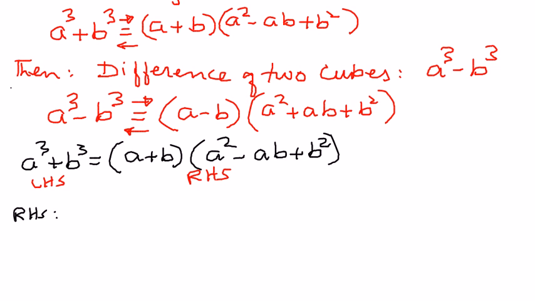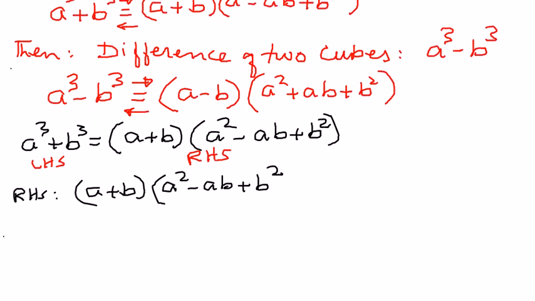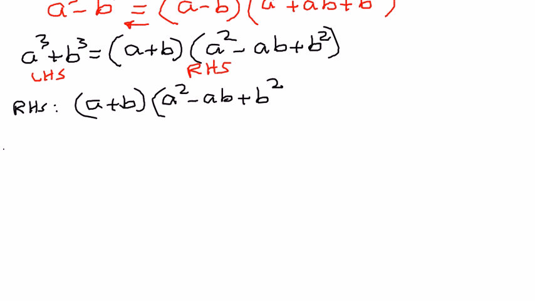So on the right hand side of the expression we have a plus b times a squared minus ab plus b squared. We will use the distribution process, expand it out and see what we get. Okay, so in here we're going to take a and then distribute it to every one of the terms in the second set of parentheses.